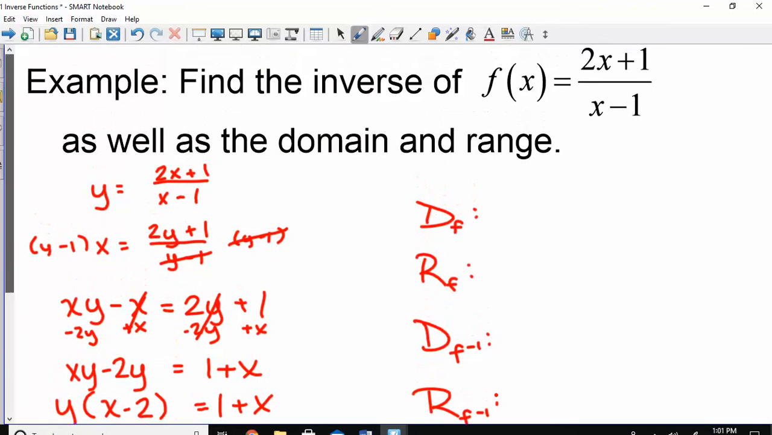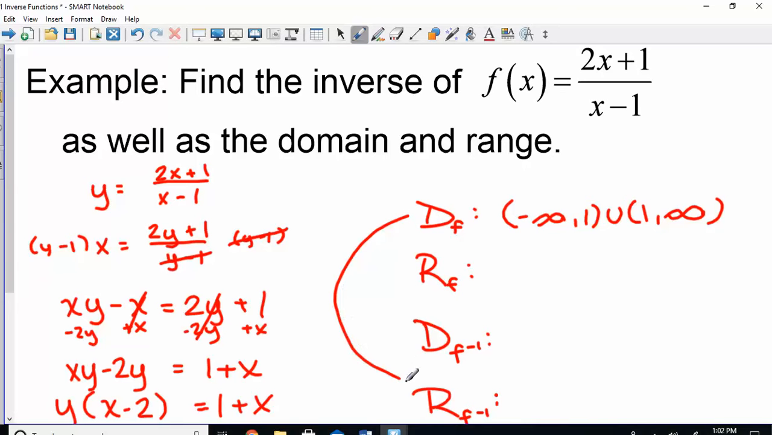So let's start with the function. It's a fraction. We know that in a fraction the bottom can't be 0. So what can x not be? Positive 1. So the domain of my function is negative infinity to 1, union 1 to infinity. And the domain of the function is equal to what other thing?